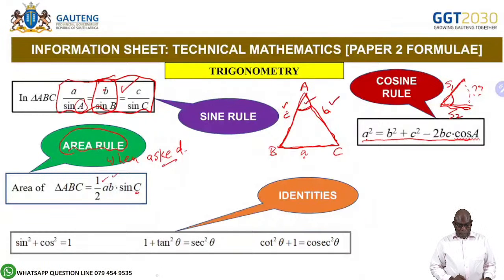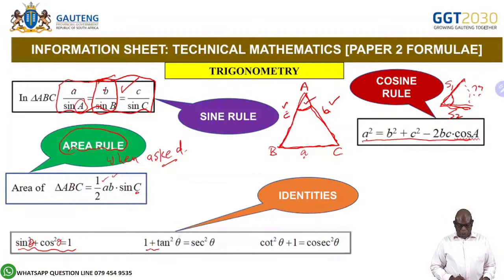Okay. The identities, this is a very, very important identity. Sine squared theta plus cos squared theta will always give us 1. We call it the famous one. The one which is very famous in trigonometry is sine squared theta plus cos squared theta equals 1.